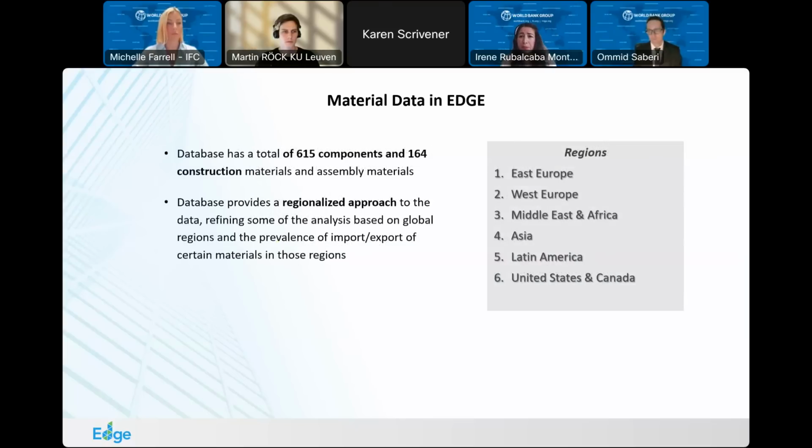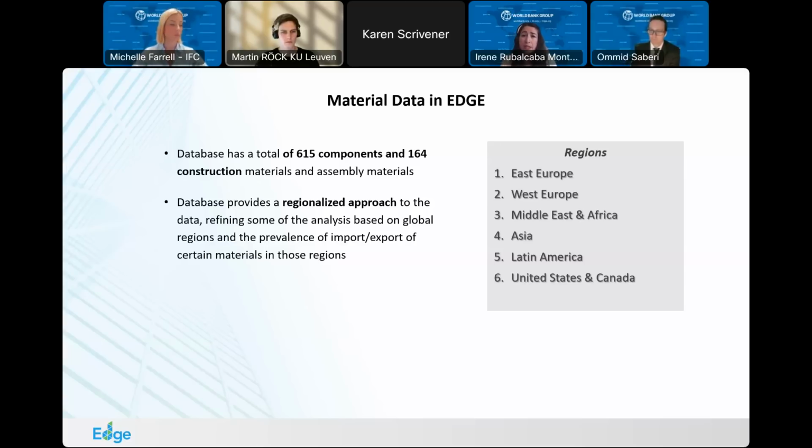Our database has a total of 615 components, 164 construction materials and assembly materials. And we are also now providing a regionalized approach to the data. As I mentioned earlier, the importance of having or distinguishing the processes in different countries or in different regions.